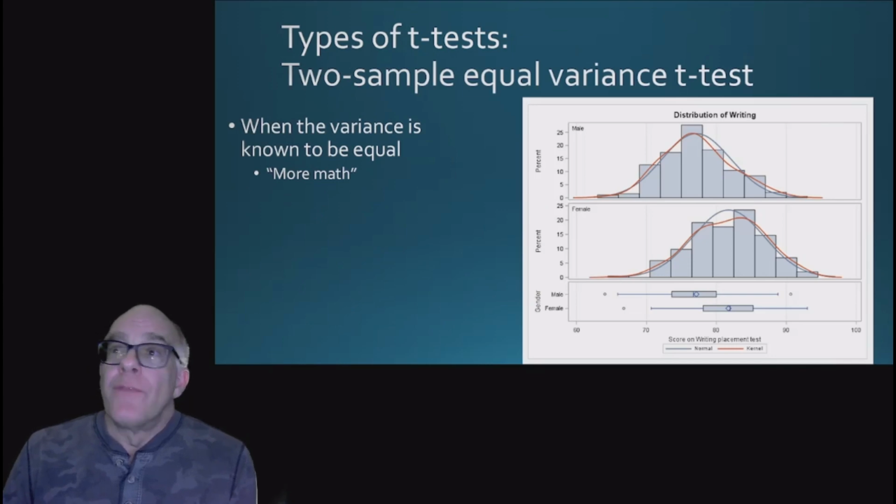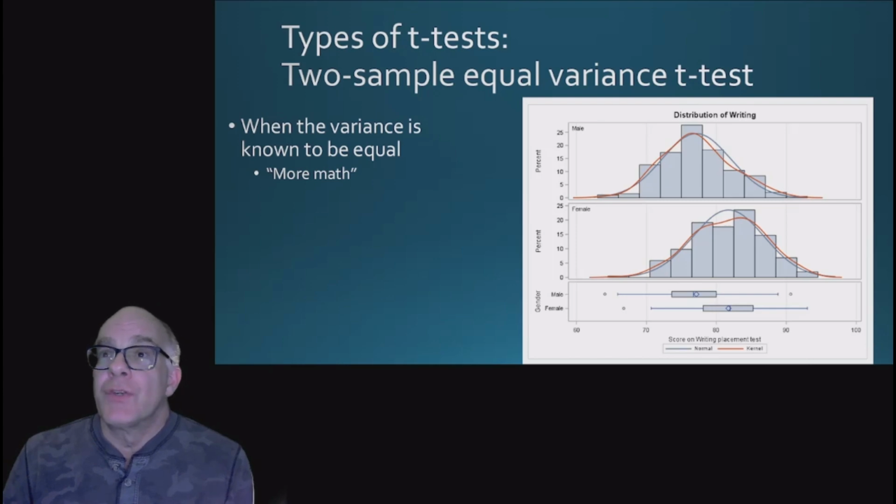So with the equal variance, the idea is that we have basically the same amount of variation in the observations between the intervention group and the control group. And so when the variance is known to be equal, we can do a 2-sample equal variance test. Now, the way that we determine that is basically more math.